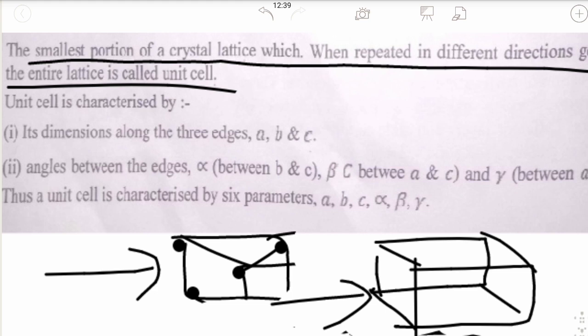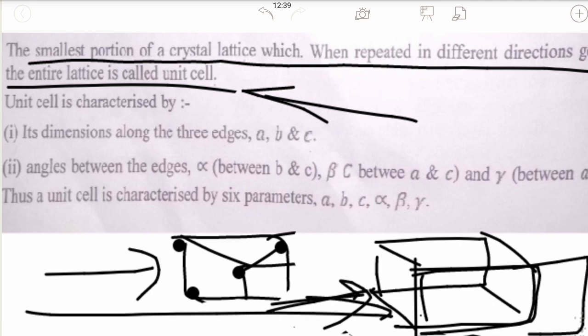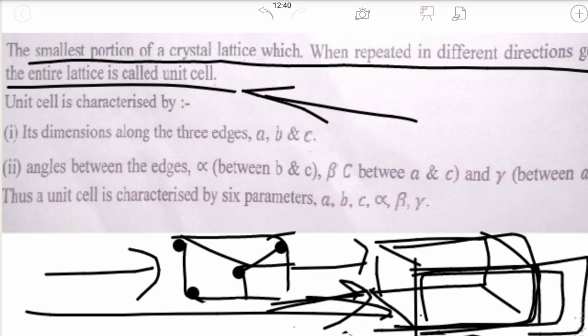This cube is the smallest part of the crystal lattice. When you repeat these cubes again and again, you will get the structure of a crystal lattice. This is the smallest portion of a crystal lattice which, when repeated in different directions, generates the entire lattice, and is called a unit cell. This cubical structure is called the unit cell.